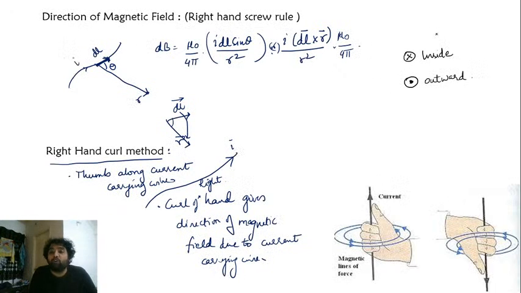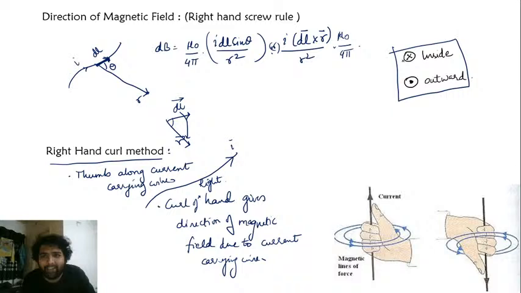One more thing before you go: you have to generally take the direction. If it is going inside, direction inside will be represented by a cross. Think of inside that way. If the direction is inside, it will be taken as a cross, and if the direction is outward, it is taken as a dot. This is one very important thing. All right.